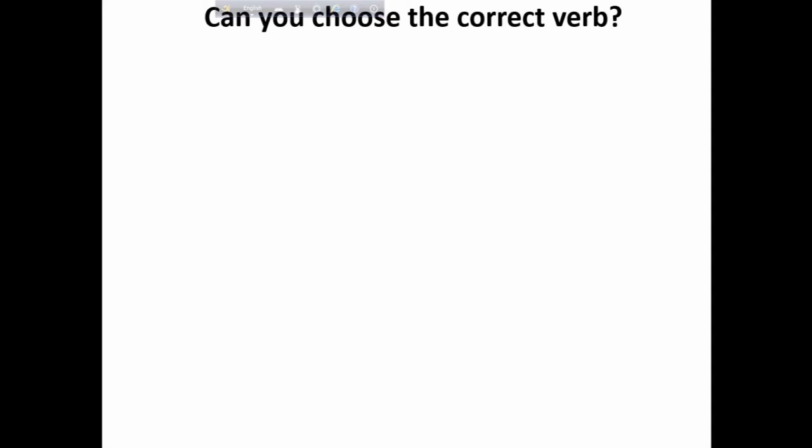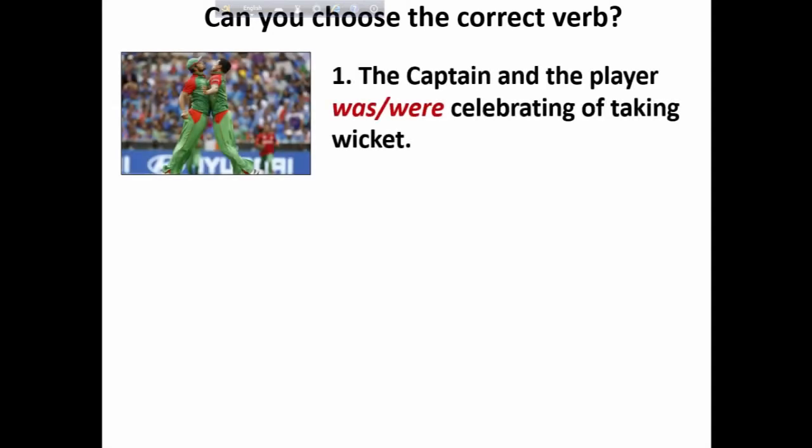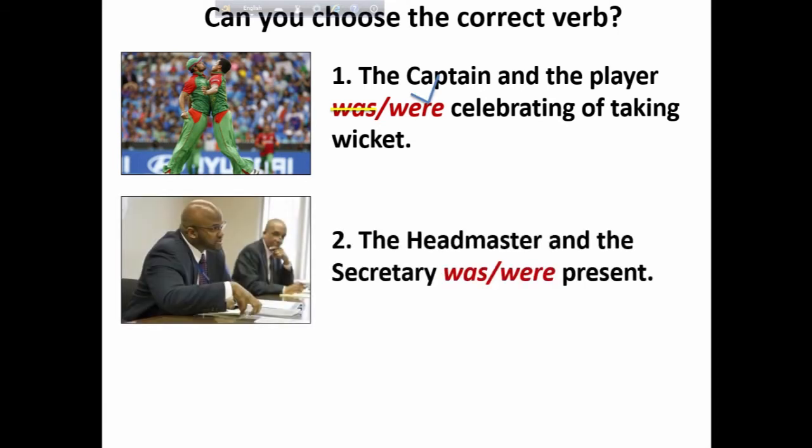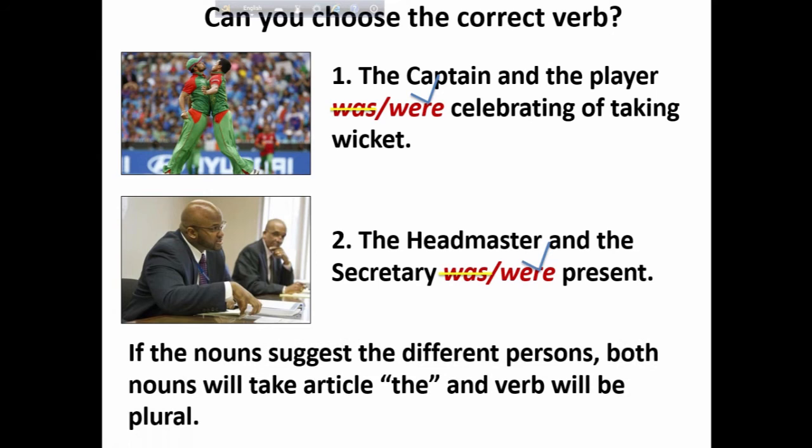Can you choose the correct verb? The captain and the player. So in this sentence, you have got the captain and the player. So it will be were, like the headmaster and the secretary. Here you have also found the headmaster and the secretary. So it will be were. If the noun suggests different persons, both nouns will take article the and the verb will be plural.